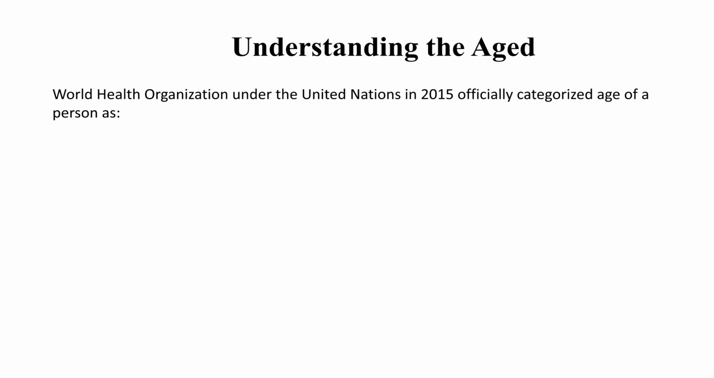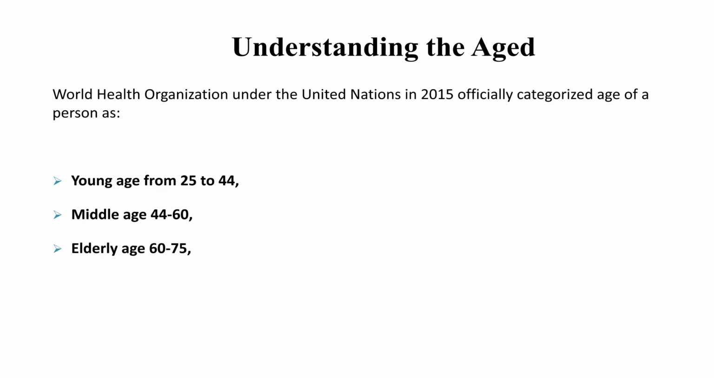Let's understand who are the aged. The World Health Organization, United Nations, in 2015 officially categorized the age of a person as: young age from 25 to 44, middle age from 44 to 60, elderly age 60 to 75, senile age 75 to 90, and long livers will be after 90 years.